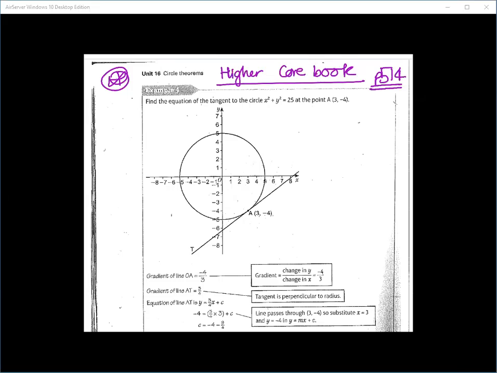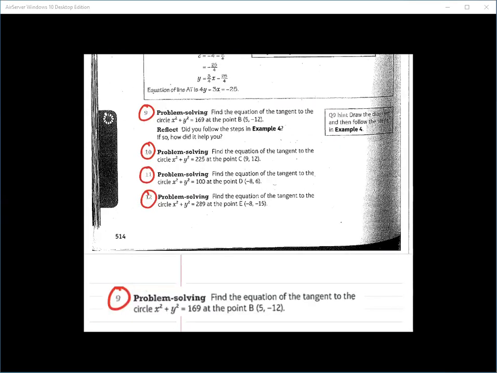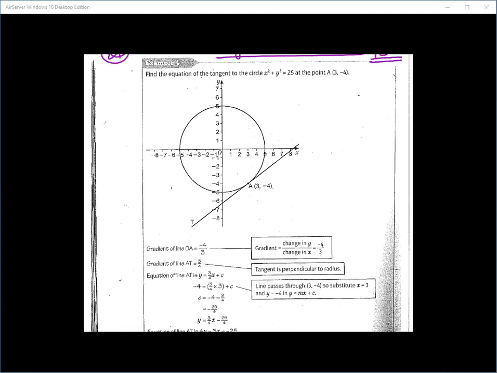Okay, folks, welcome back. We're looking at Unit 16. It says it's circle theorems, but it's actually circle theorems that kind of overlaps with straight line equations and the equation of perpendicular lines and the gradient of perpendicular lines. So this is from the higher core book, from the edXL book, page 514, Unit 16.